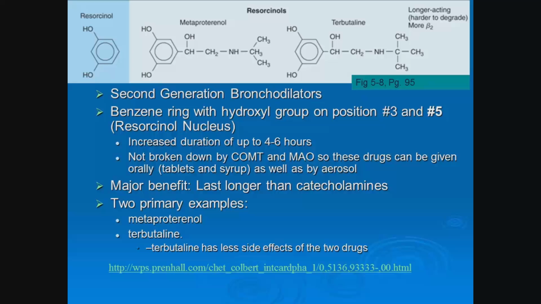Second group were something called resorcinols. Notice the position of that hydroxyl group. They moved them. In doing so, you increase duration. So this group of drugs typically has a longer duration. The other thing that occurs, because they're not catecholamines in the true sense, is they don't have the problem of being broken down by COMT and MAO. So I can give them orally. They can go through the GI tract and not be broken down. Good news, they last longer. Woohoo! Two primary examples, metaproterenol and terbutaline.